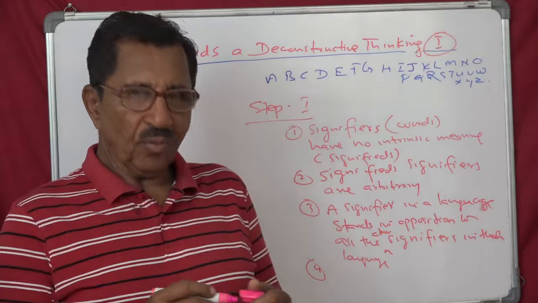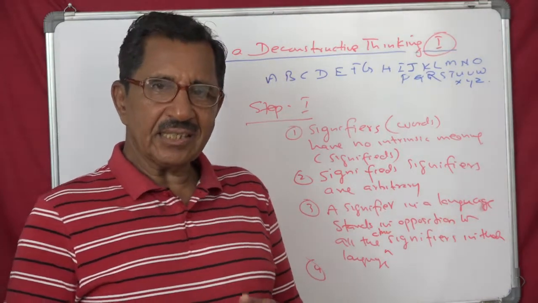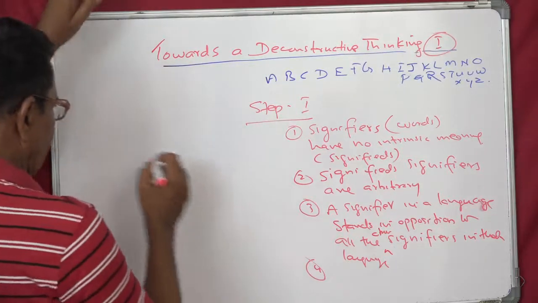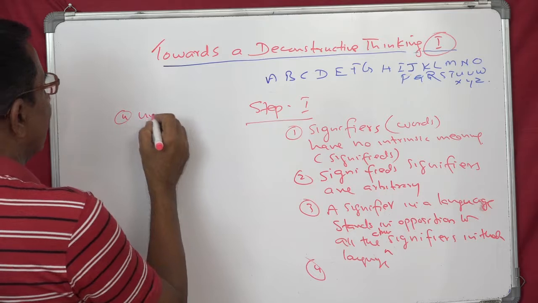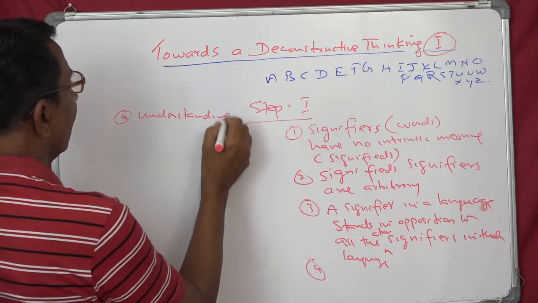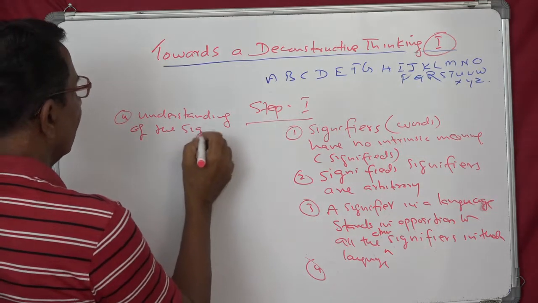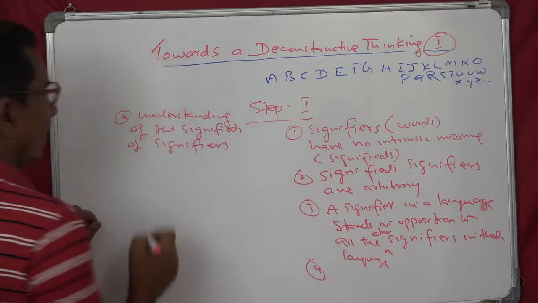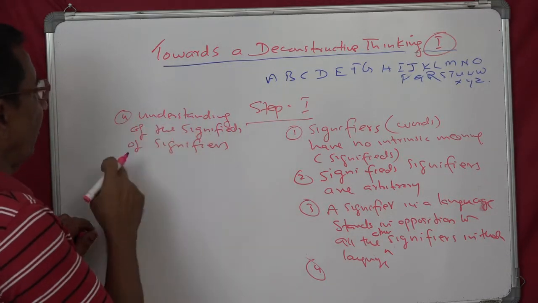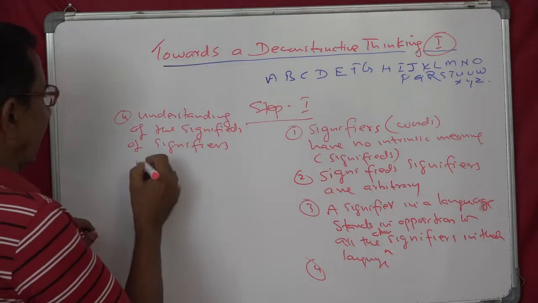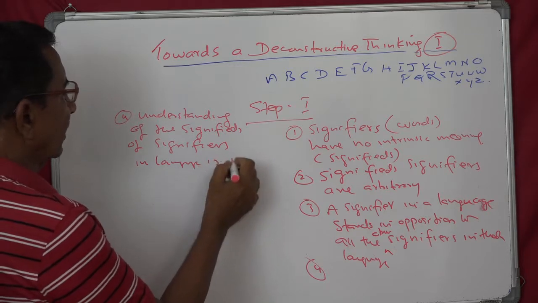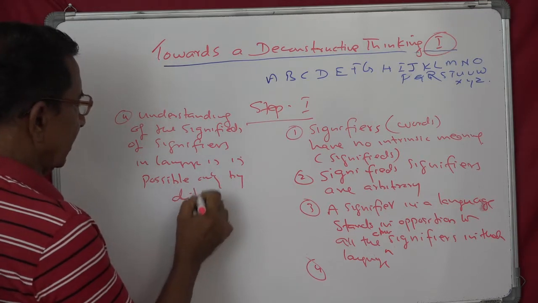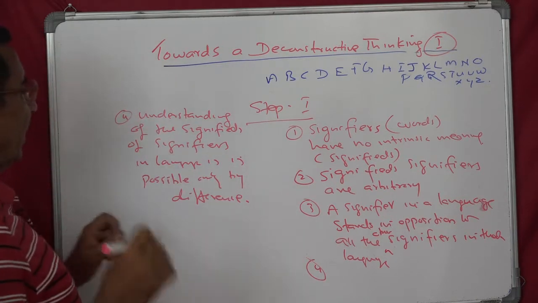What happens? Signifiers. You understand the signifiers of signifiers by a difference. So, understanding, cognition you can say. So, fourth point is understanding, if at all you understand anything, of the signifiers, means meanings of signifiers, means words. Understanding of the signifiers of signifiers in a language is possible only by difference. This is the point, difference.